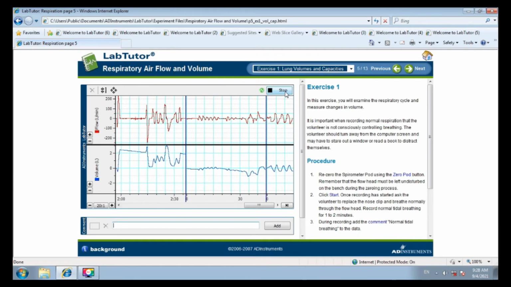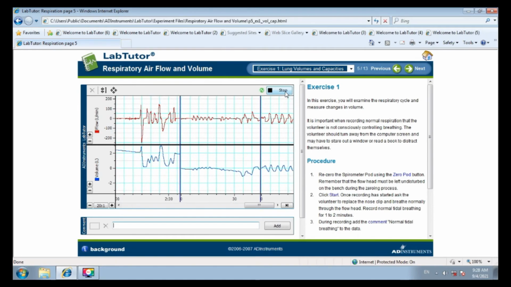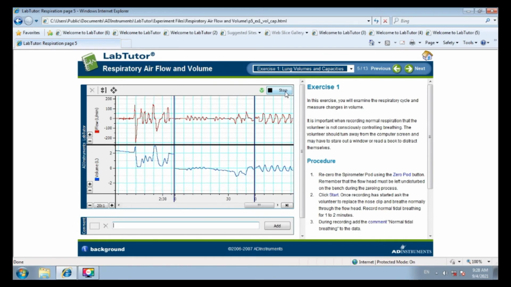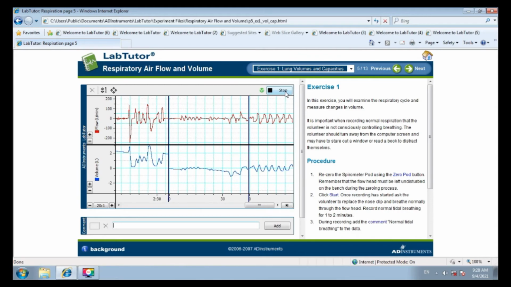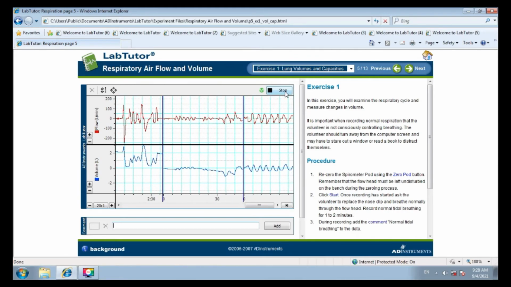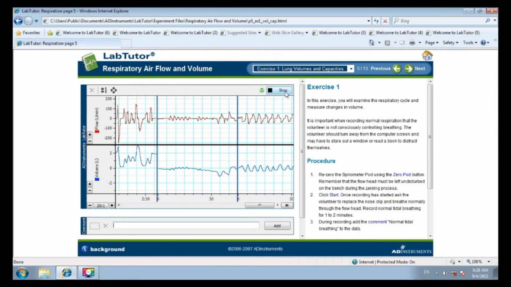so that we can have a normal rate of breathing. So just after the normal tidal breathing, we will inhale deeply as much as possible, and then we will exhale as much as possible, so that we will have all the lung volumes and capacities after recording. So this is the recording going on.